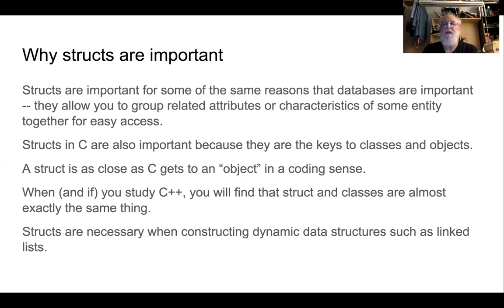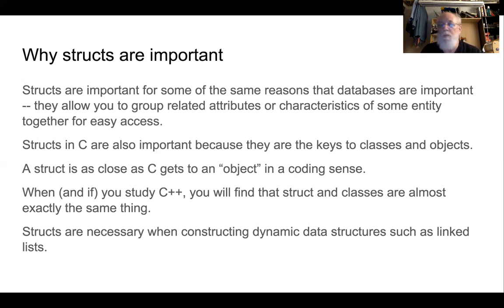Structures are important for the same reason that databases are important. They allow you to group together related attributes or characteristics of some entity. Now, an entity is anything you want to collect information about. In Project 7, you'll be able to choose the topic or entity that you make your structs about. The example I'll go through in a few minutes uses phones, mobile phones, cell phones, but you could do dogs or cats or sports teams or anything that exists and that you can think of several attributes or characteristics that describe it. Those things go into a struct.